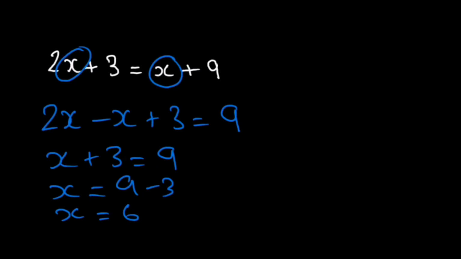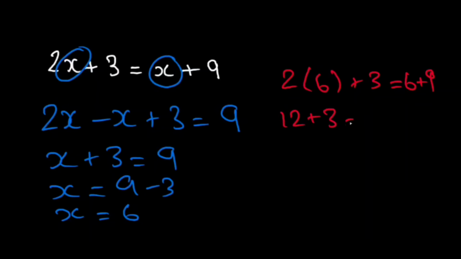We can verify this answer. 2 into 6 plus 3 is equal to 6 plus 9. 2 into 6 is 12 plus 3, is equal to 6 plus 9 is 15. 12 plus 3 is 15, is equal to 15, which makes it true.